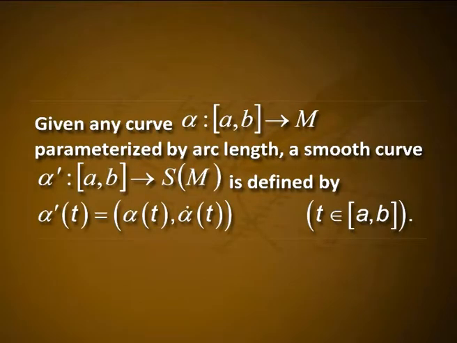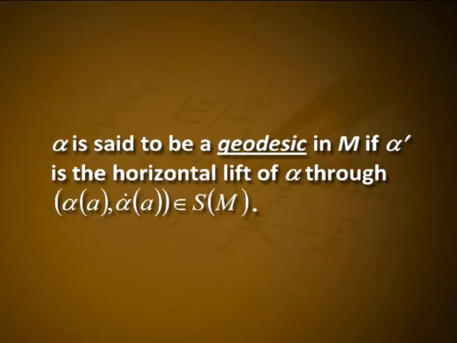Moving on to the next definition. Given any curve alpha from the closed interval [a, b] to M parametrized by arc length, a smooth curve alpha dash from [a, b] to S(M) is defined as alpha dash(t) equal to the pair (alpha(t), alpha dot(t)) for t in [a, b]. Alpha is said to be a geodesic in M if alpha dash is a horizontal lift of alpha through (alpha(a), alpha dot(a)) in S(M).